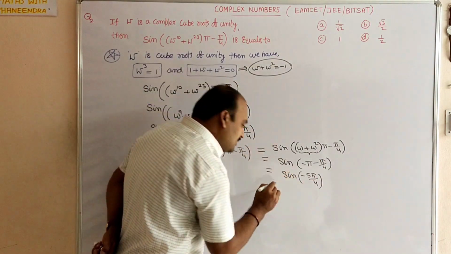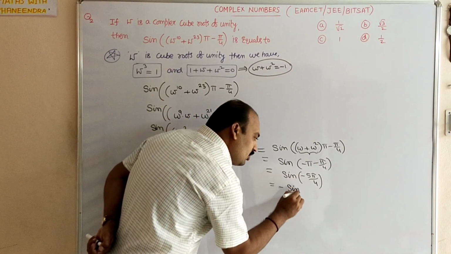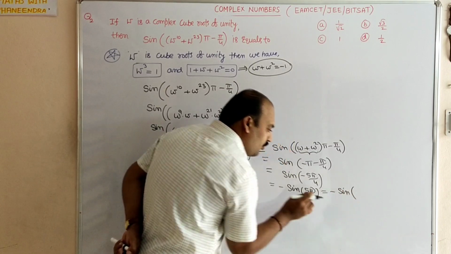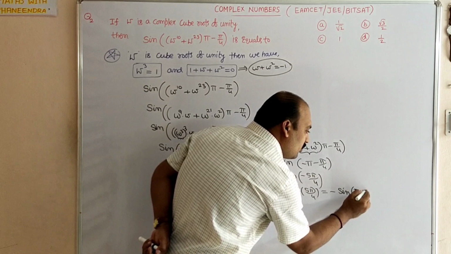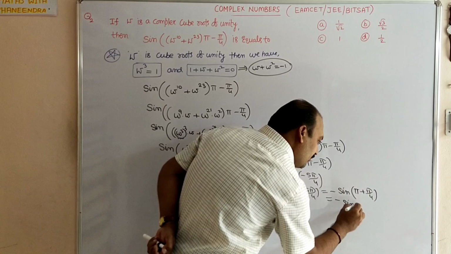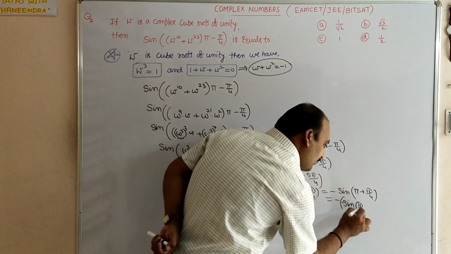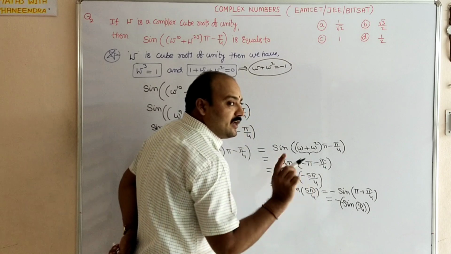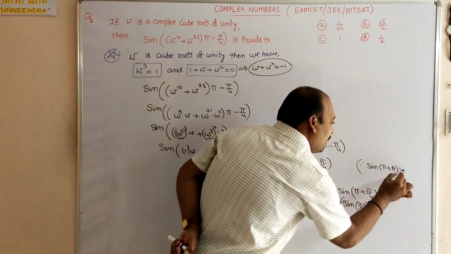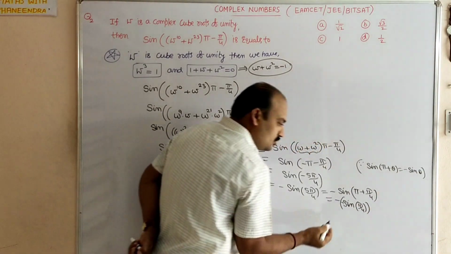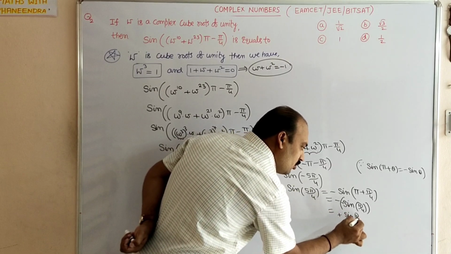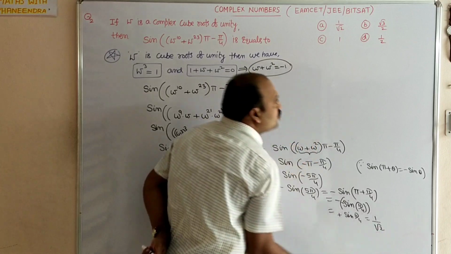Sine of minus theta is minus sine theta. So minus sine 5 pi by 4. That is also minus sine of 5 pi by 4, which can be written as pi plus pi by 4. Sine of pi plus theta is minus sine theta. So minus sine pi by 4. You remember that? Sine of pi plus theta equal to minus sine theta. So minus into minus is plus. Sine pi by 4. What is sine pi by 4? 1 by root 2. So 1 by root 2 is the right answer.